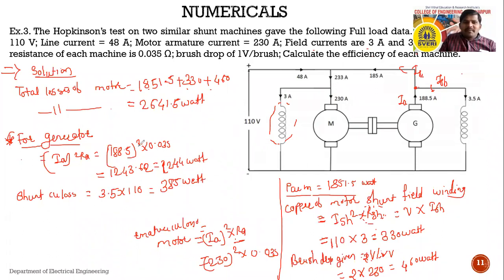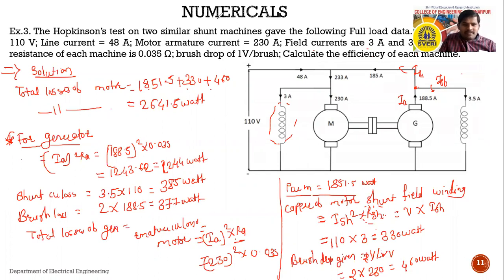Again, the brush drop of the machine is given, that means brush losses are there. So brush loss is 2 volt brush drop into armature current, which is 188.5. So it is equal to 377 watt.